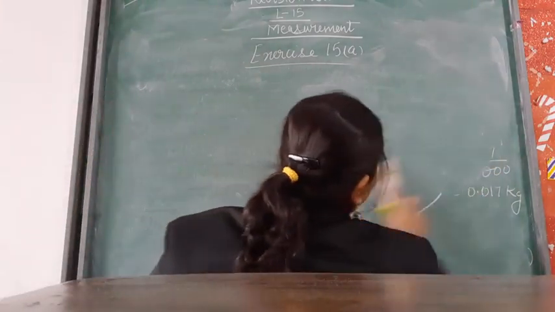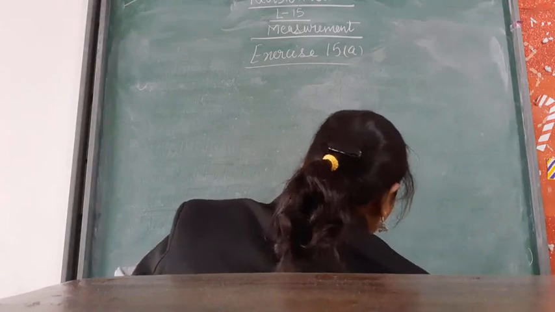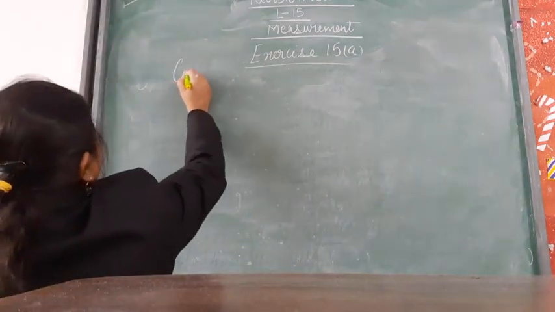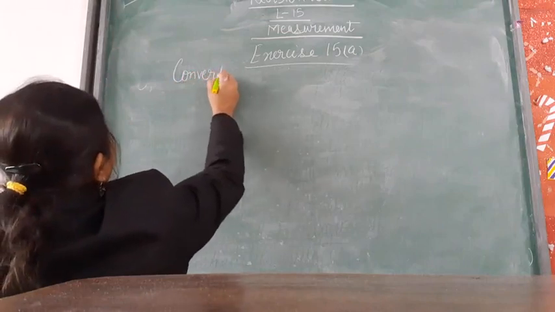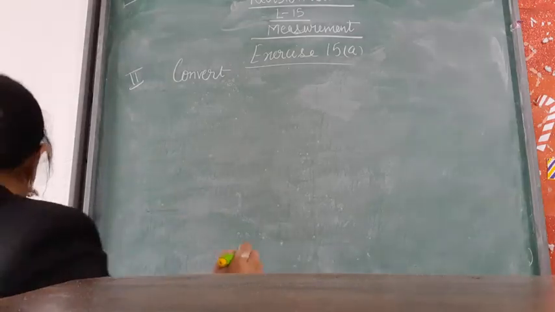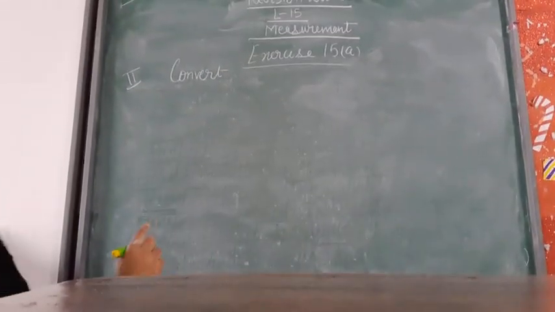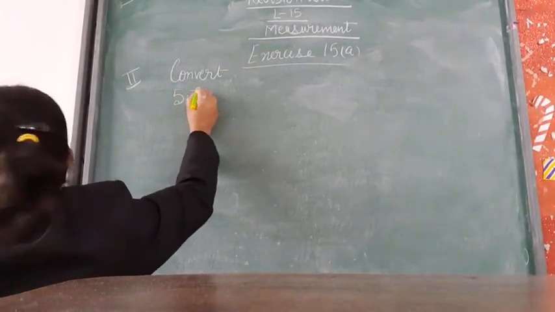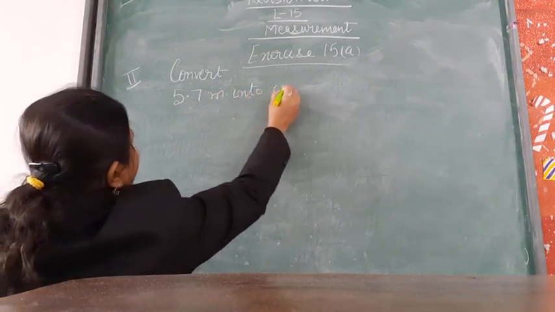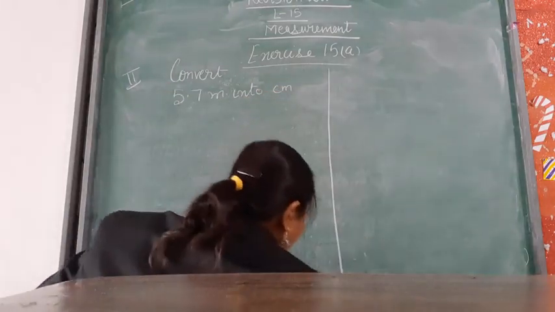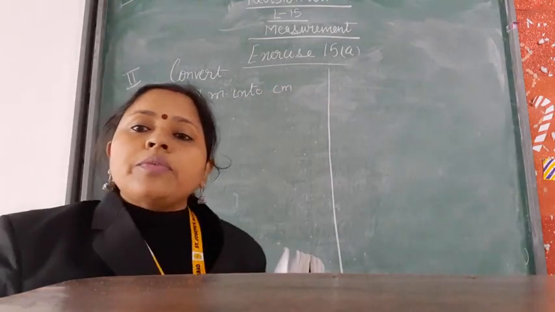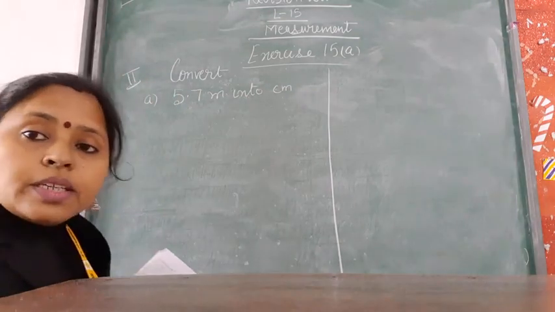The heading of question number 2 is convert. So here you have to convert one unit into another unit. So let's see how we will do. The first question is convert 5.7 meter into centimeter. Okay, so let's do this question. This is the A part, question number 2. So we have to convert 5.7 meter into centimeter.